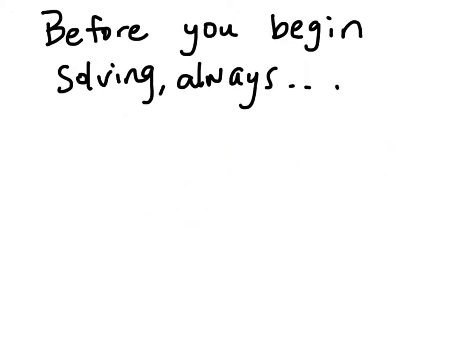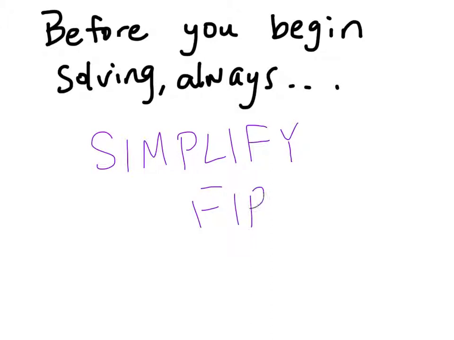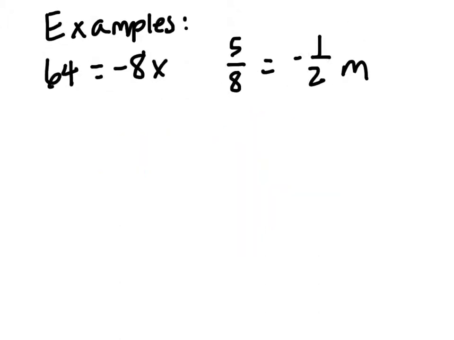Now, as we get into a little bit more complex equations, one thing that we need to remember before we begin solving is we always must simplify first. So if we have on the same side of the equal sign two like terms, we want to go ahead and simplify them and put them together. But sometimes they're going to be on opposite sides, and we'll get into that later. So let's look at some examples.